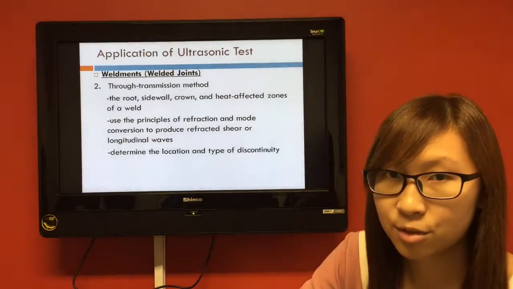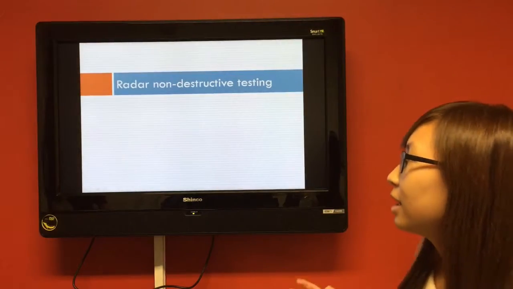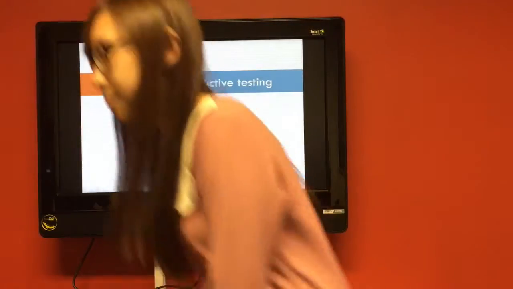Now, another group mate will talk about the part on radar non-destructive testing.